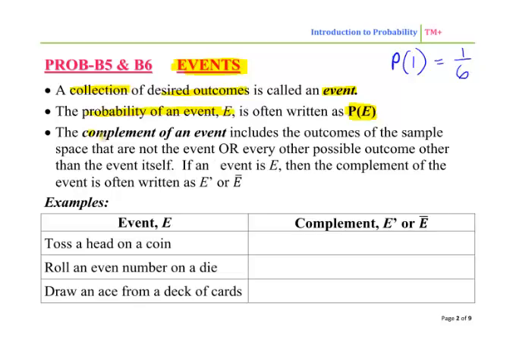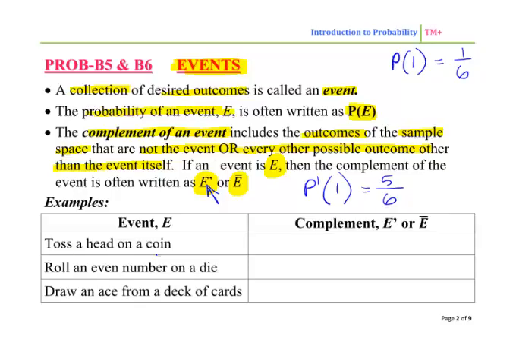The complement of an event includes the outcomes of the sample space that are not the event, or every other possible outcome other than the event itself. So if an event is E, the complement is often written as E dash, or E with a line across it, probably lean towards the E dash. So if we were looking at the probability of not having a 1, if I rolled a die, there'd be 5 possible options: 2, 3, 4, 5, 6.